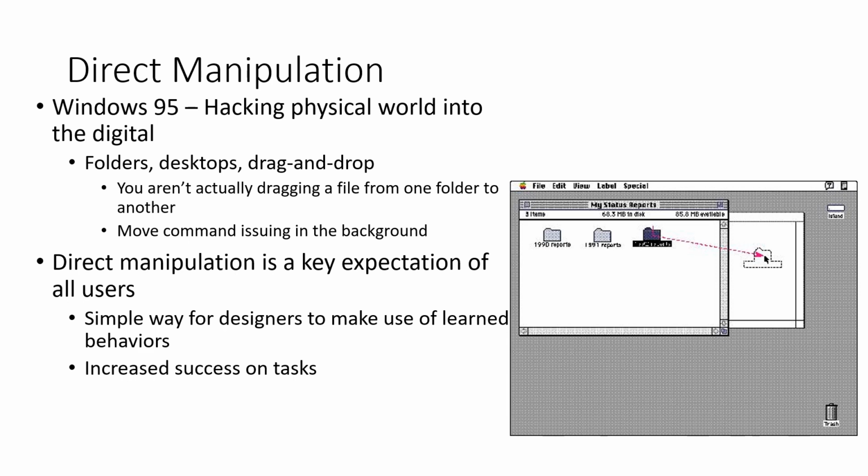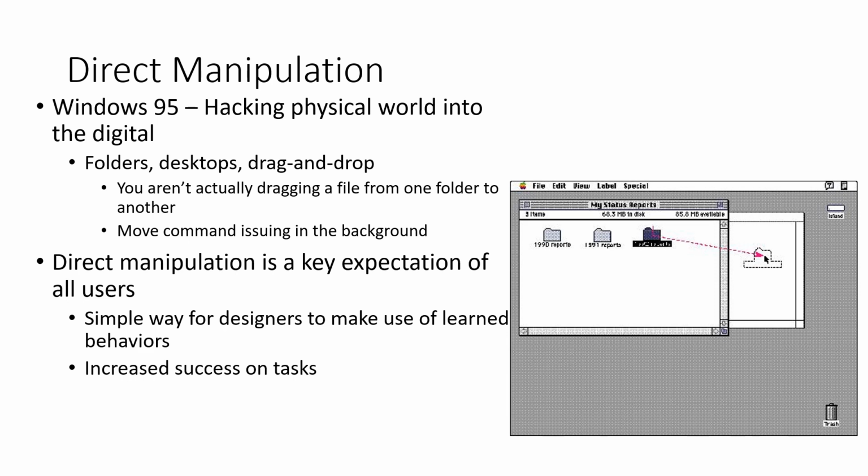Direct manipulation. Okay, so this is pretty common for any of us that were raised with modern graphical user interface computers. If you have an experience back in the DOS realm or the Windows 3.1 space, you'll remember the before times. But otherwise, direct manipulation is the sense that we at least have the perception that we are directly manipulating objects in a digital space. So this all started with Windows 95 and the graphical user interface. We were hacking the physical world into the digital.